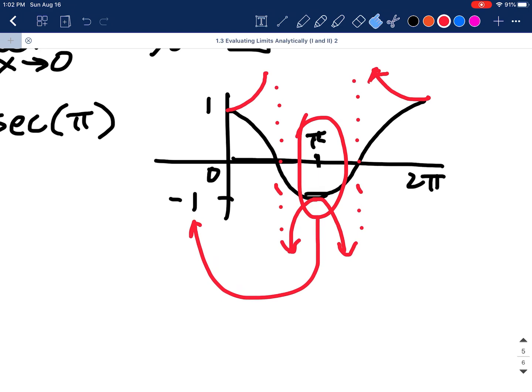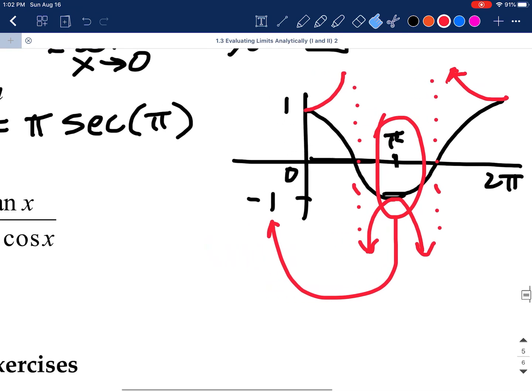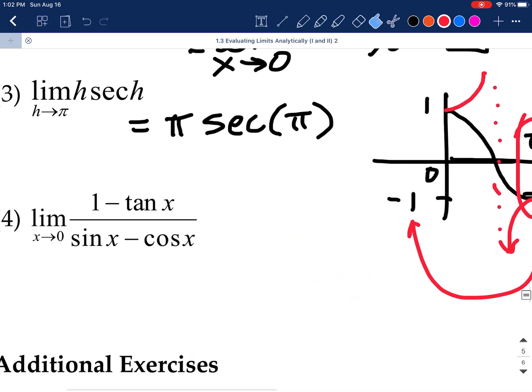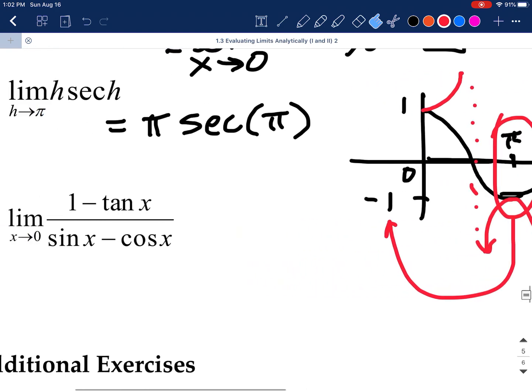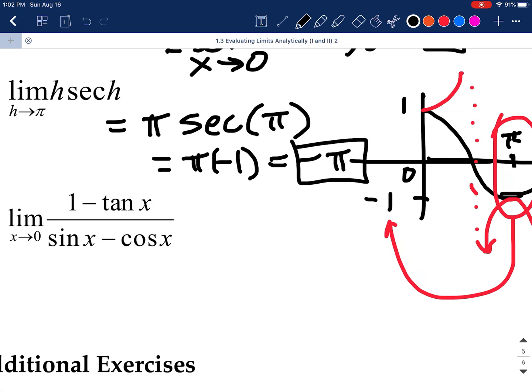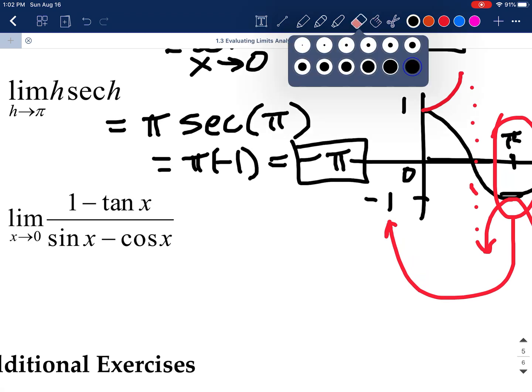So knowing the graphs is going to be really useful as well for trig functions, because we don't have an analytical method for secant, right? There's no factoring rule, there's no rationalizing rule necessarily, so referring to graphs can be very useful. So we're going to end up with pi times -1, which is just -pi.